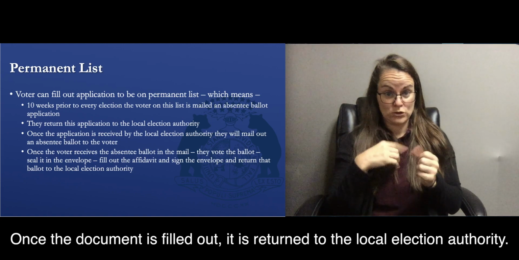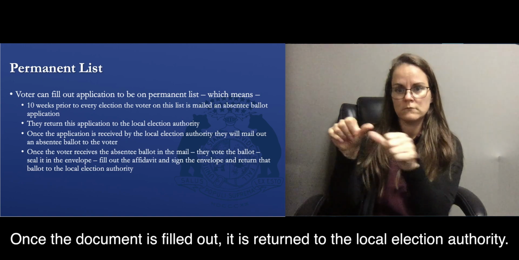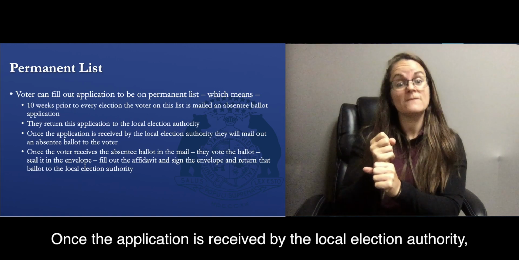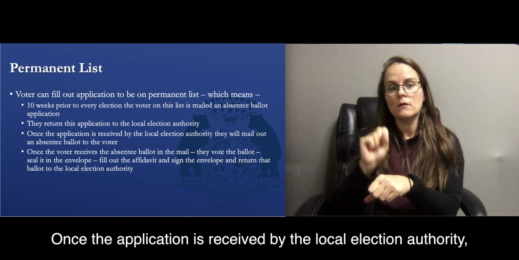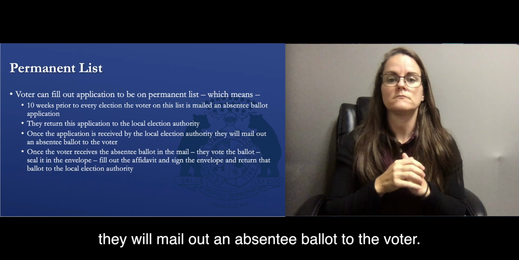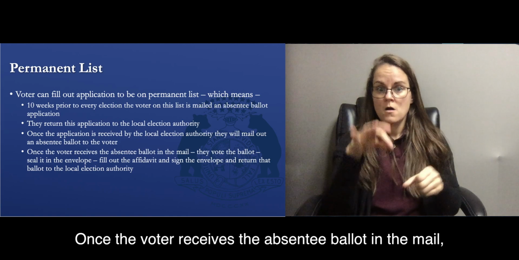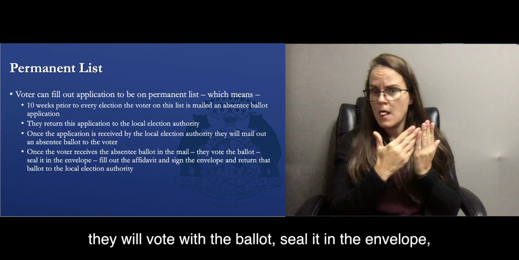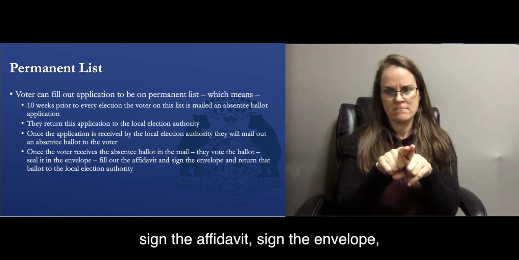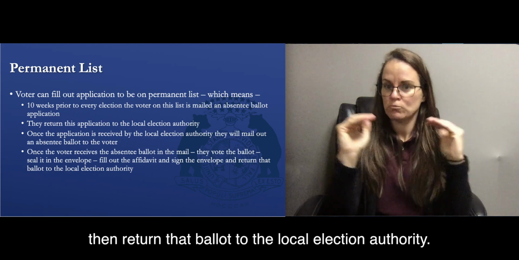Once the document is filled out, it will be returned to the local election authority. Once the application is received by the local election authority, they will mail out an absentee ballot to the voter. Once the voter receives the absentee ballot in the mail, they will vote with the ballot, seal it in the envelope, fill out the affidavit, and sign the envelope, then return that ballot to the local election authority.